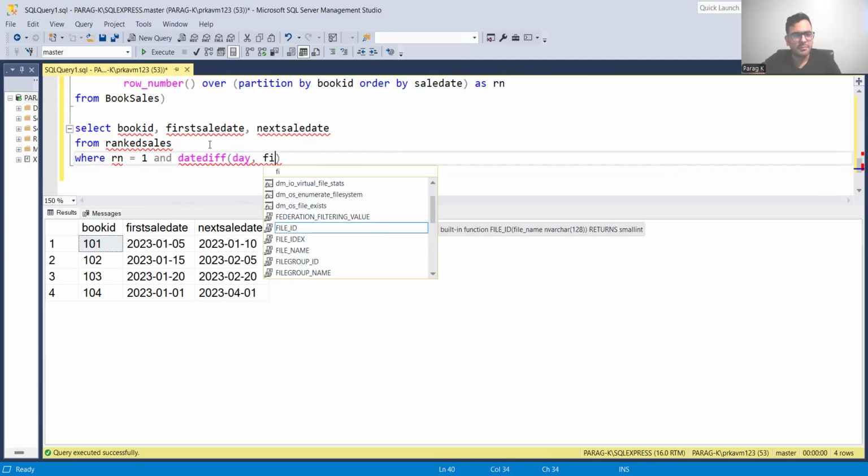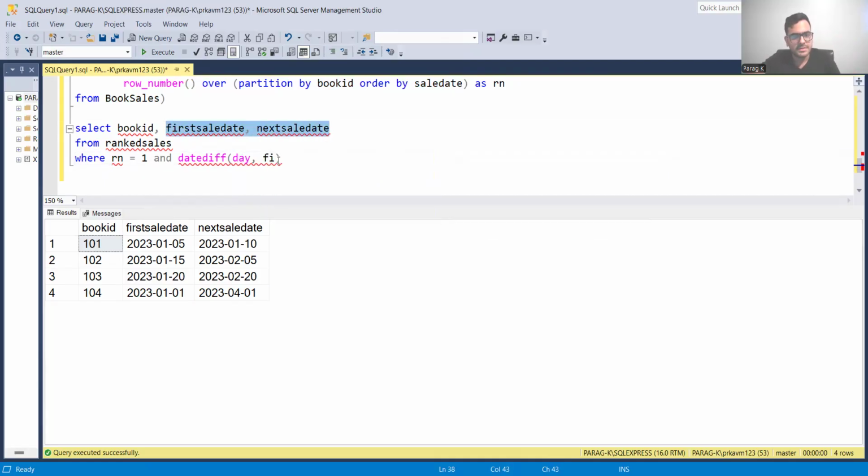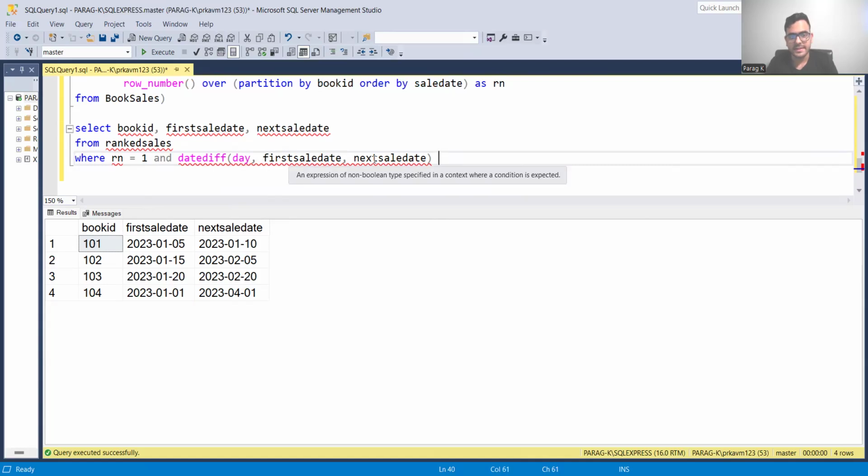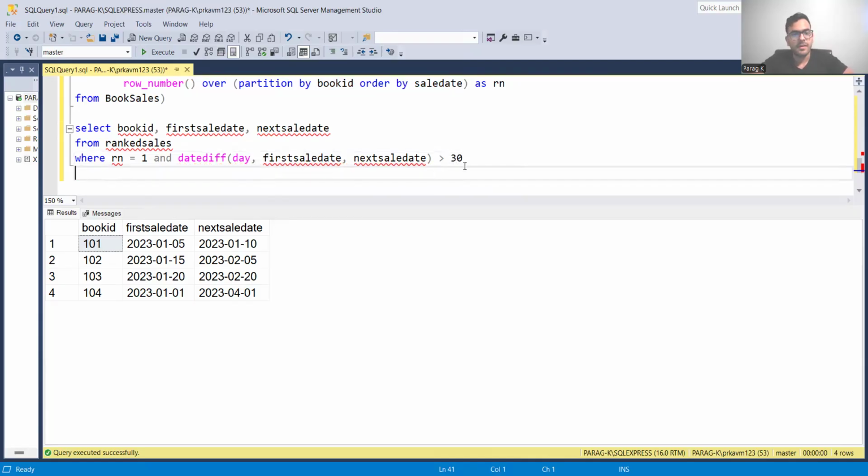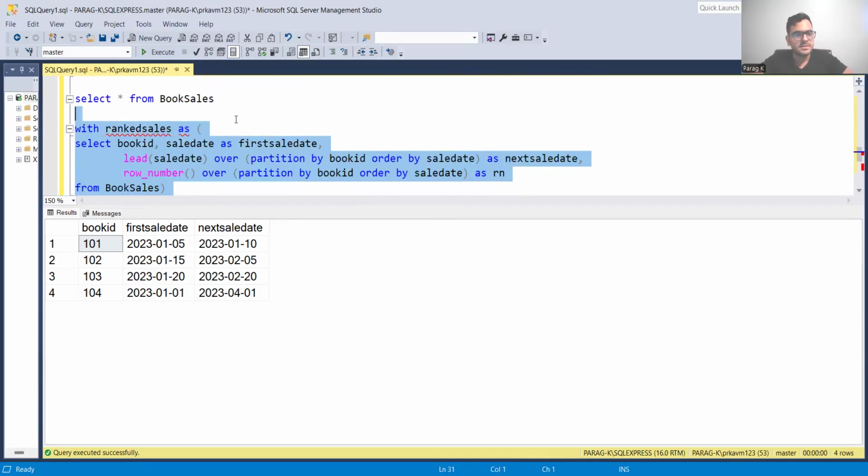So I'm going to write it here. I'm just going to copy paste this and say it like this. What I'm saying here is that I want the date difference to happen on a day basis, and the difference has to happen between the first sale date and the next sale date. And it has to be a difference of 30. So let me run this and show you.